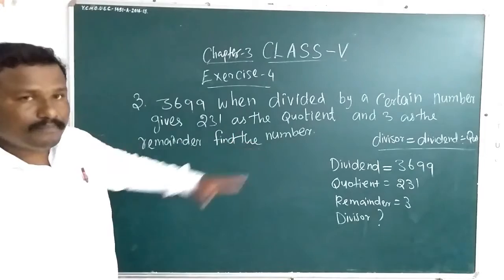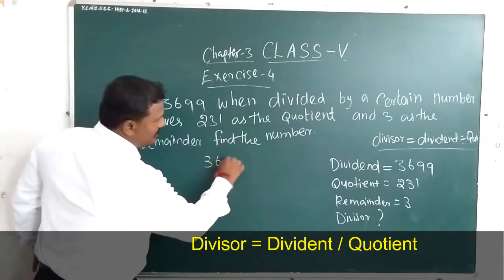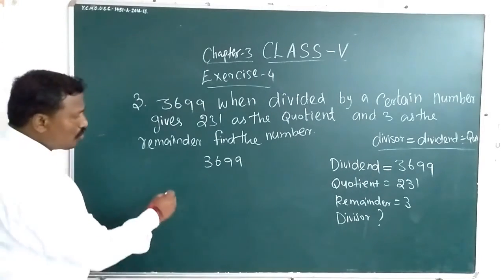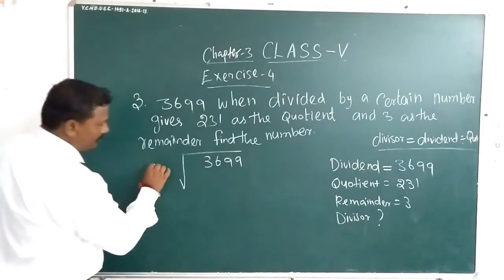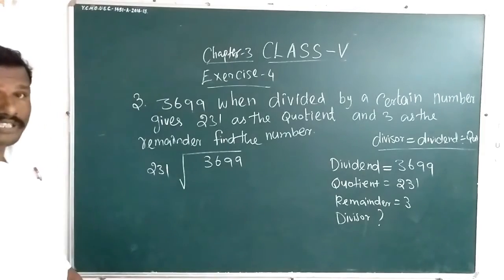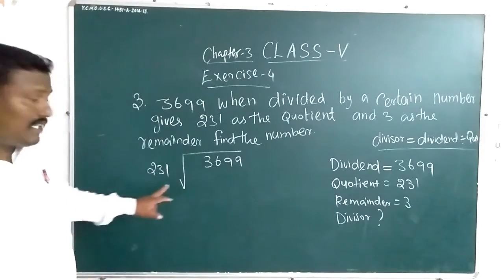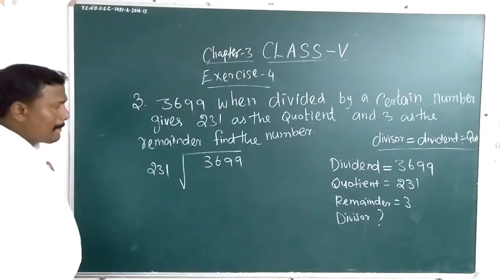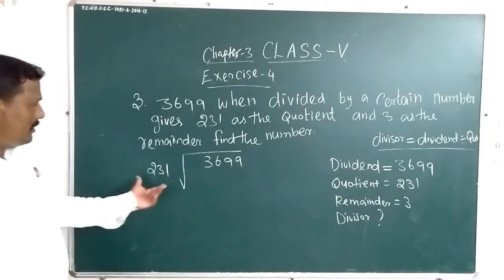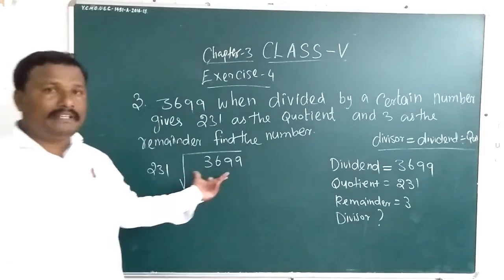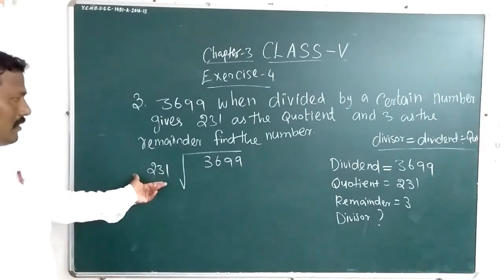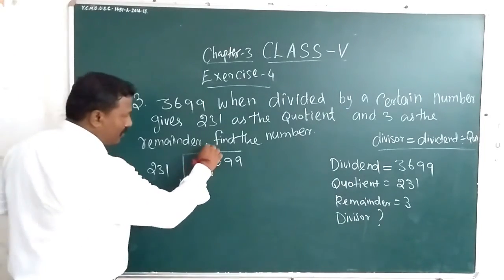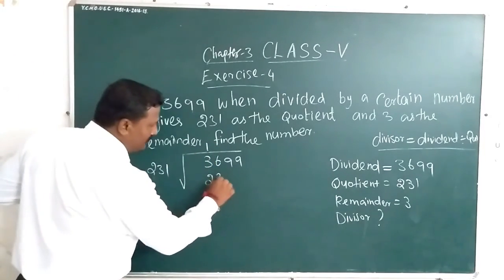So we have dividend. What is the dividend? 3699 is the dividend. Then divided by quotient. What is the quotient? 231 is the quotient. This is the quotient, this is the dividend. Now if you divide dividend by quotient, we will get the divisor. Okay. So now we want to take 3 digit number. Inside also 3 digit number. So 2 times 400, no. 1 time we can divide. 1 times 231 is equal to 231.